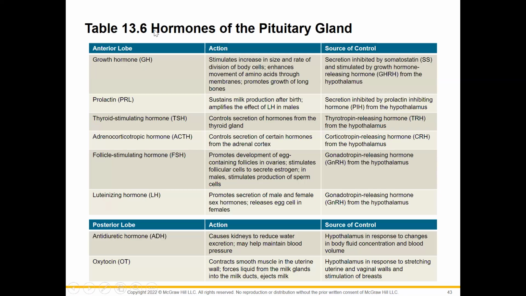This is a snapshot of all of the hormones produced by the pituitary. You have those produced by the anterior pituitary and those produced by the posterior pituitary. So if you are a visual learner, here you go.